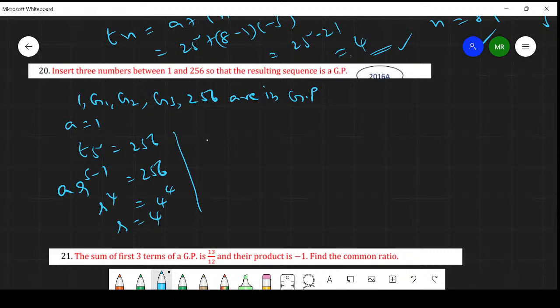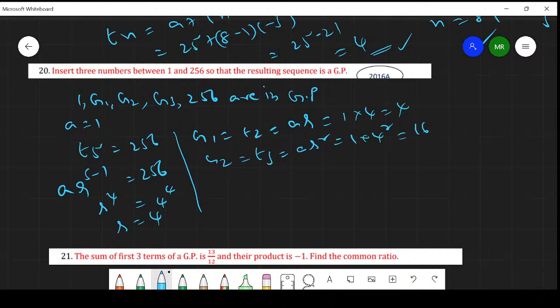When you take R is equal to 4, we know that G1 is T2, the second term. Second term is AR. AR means I can write 1 into 4, it will be 4. G2 means T3, AR square: 1 into 4 square. 4 square means you get 16. G3, T4, AR cube: 1 into 4 cube. It will be 64. I can find like this.